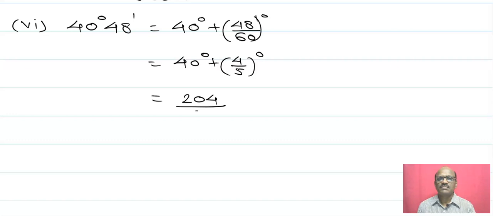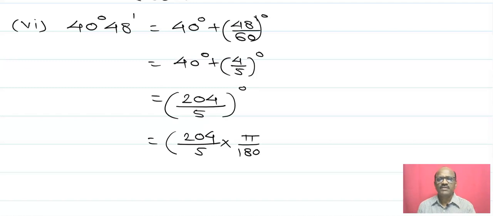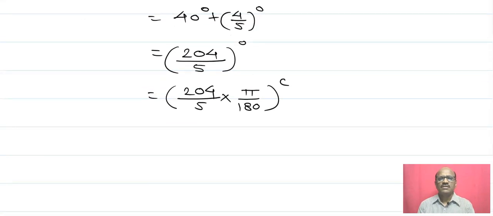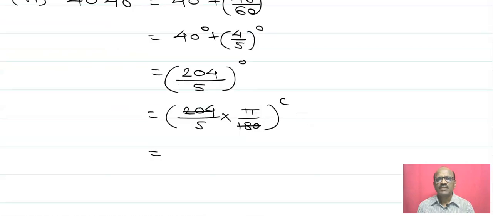Therefore, when we want to convert minutes to the degree, then minutes are divided by 60. Now next, normal simplification and divisions are there. You can understand this division.